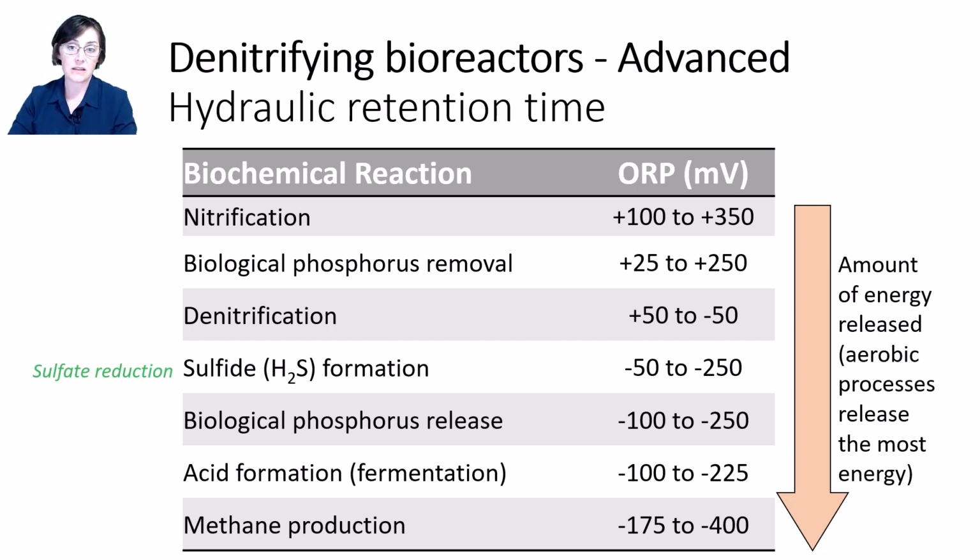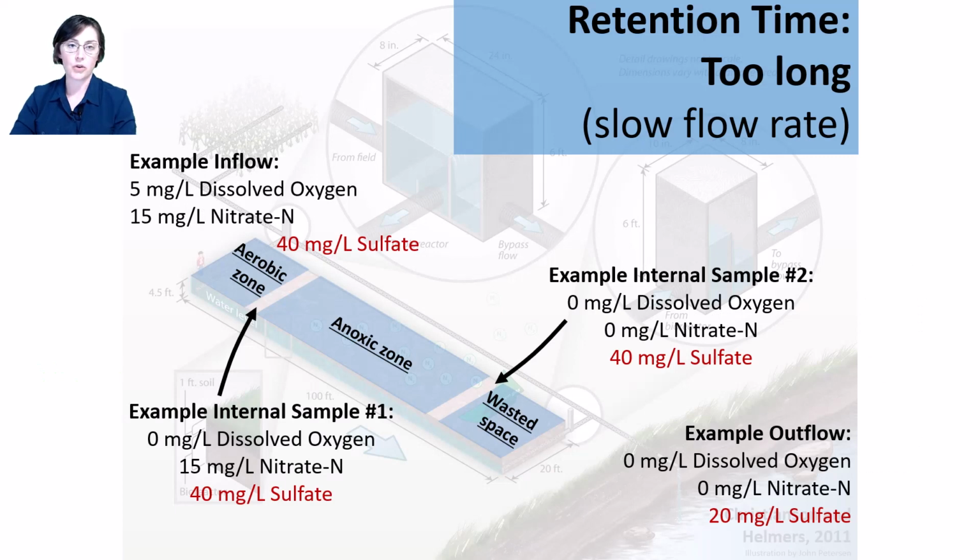Those are processes that we don't really want because it wastes my carbon, which I put in there specifically to fuel denitrification. And 2, hydrogen sulfide isn't very good. It smells like rotten eggs and it's toxic to aquatic life. Also, methane is a greenhouse gas. We'll cover those ideas more in the last video in this lesson module.